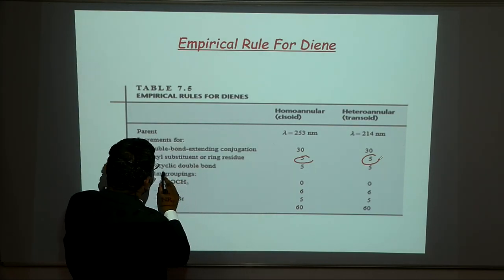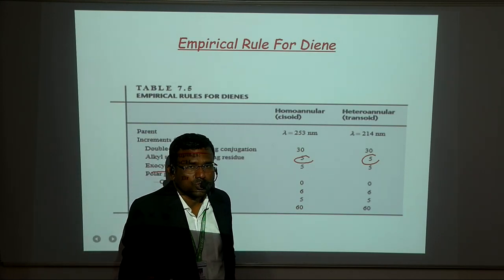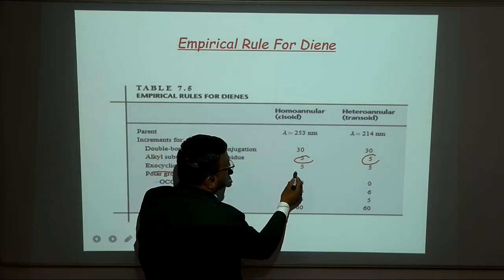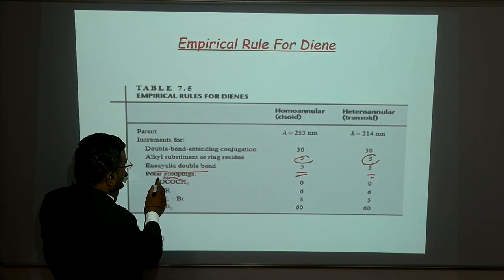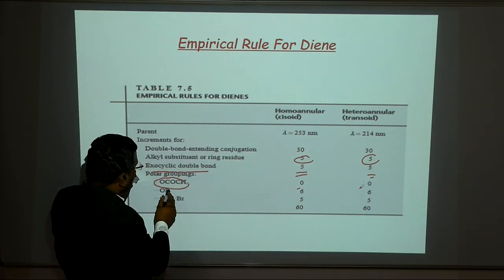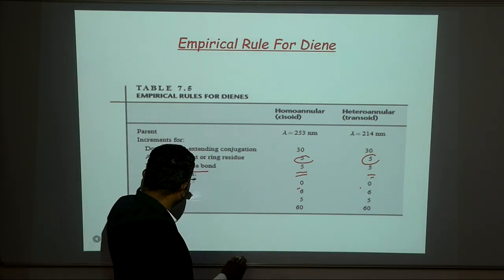Now the third is, if there is an exocyclic double bond. In my next lecture I will tell you what is an exocyclic double bond. You simply remember the figure. For an exocyclic double bond there is an addition of 5 nanometer. If there is an acetate group, there is no increment, 0. For the alkoxy group, there is an increment of 6 nanometer in both the cases.